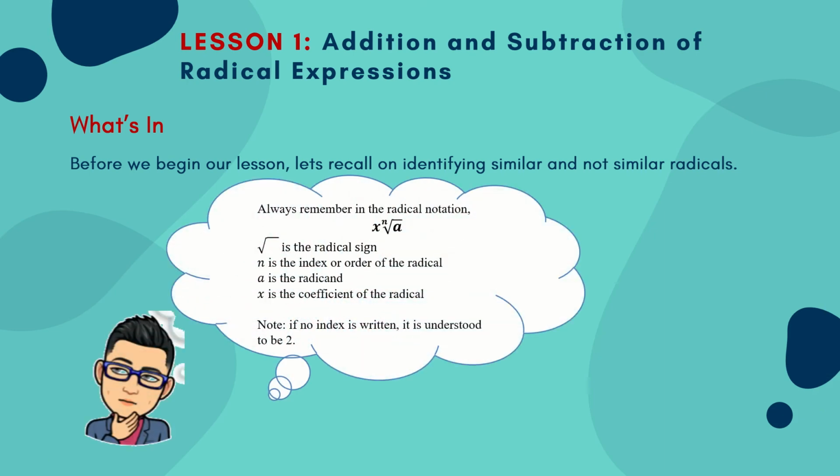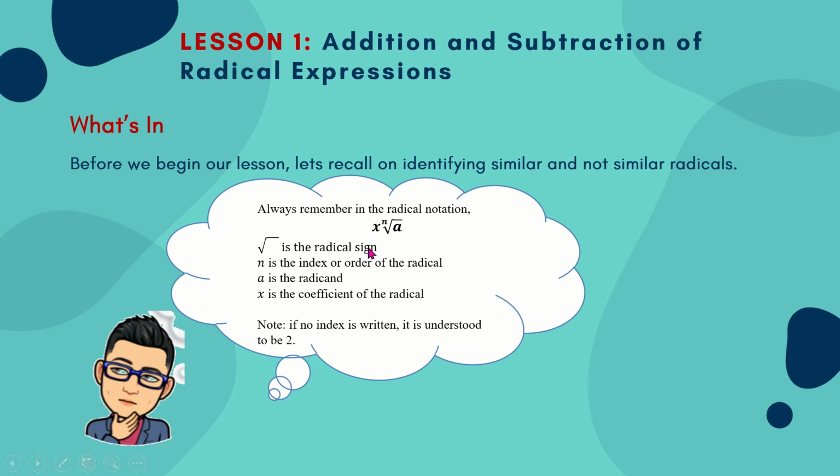Okay, starting out with lesson number 1. I guess you only have one lesson, and that is addition and subtraction of radical expressions. What's in? Before we begin our lesson, let's recall identifying similar and not similar radicals. But prior to that, we need to remember the radical notation. What are the different parts of the radical?